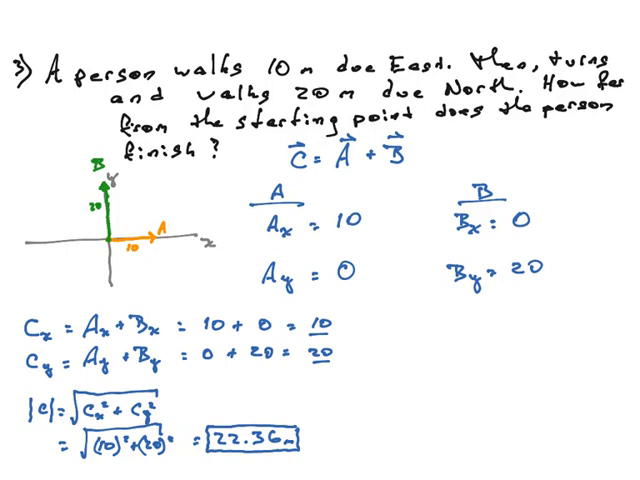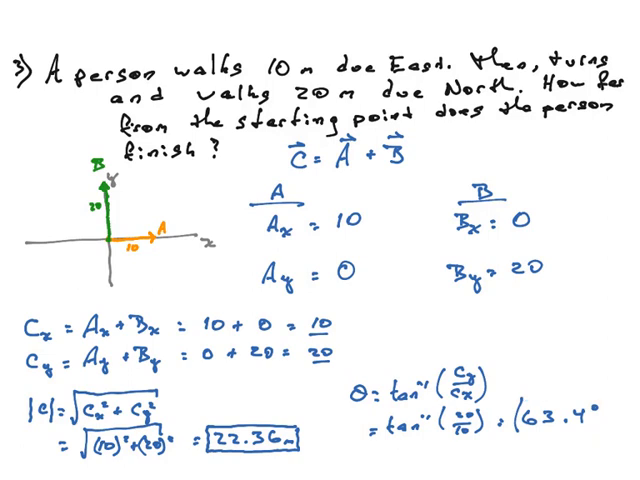But in which direction should you walk? Straight to the right, straight up, which direction? So theta, that's the inverse tangent of the y component over the x component. So inverse tangent of Cy, that's 20, over Cx, that's 10. And again, I plug this into my calculator, and I get 63 degrees, 63.4, let's say.